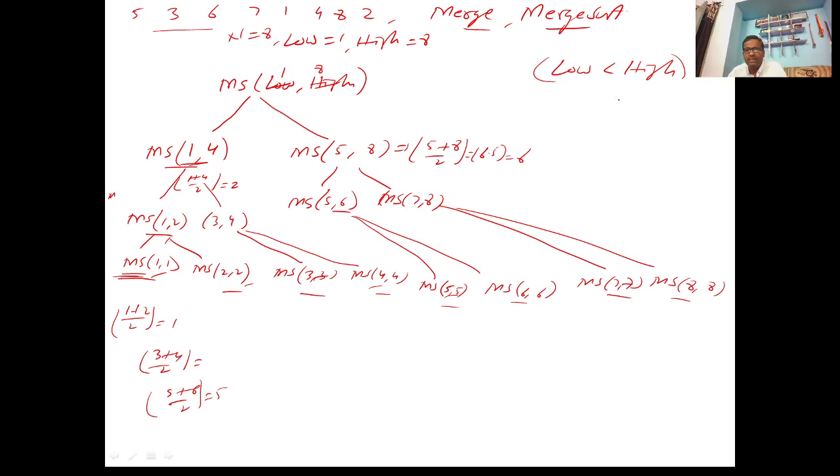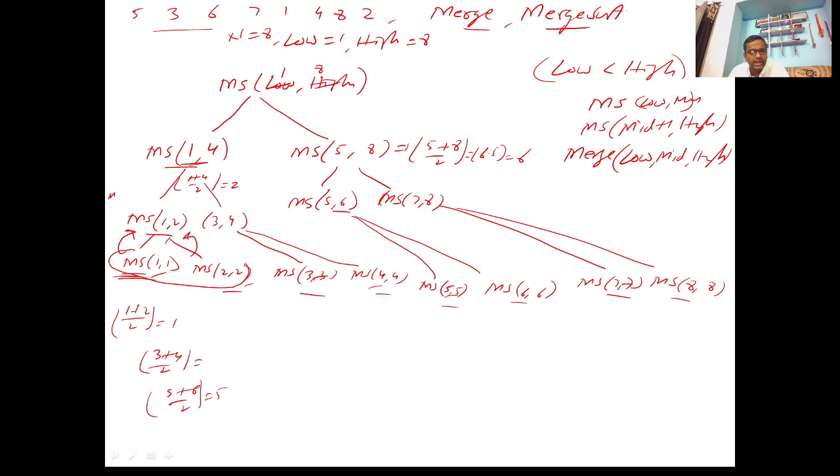Return back means there were three statements in each merge sort call. One was merge sort with arguments low and mid. Second was again merge sort with arguments mid plus 1 and high. And the third one was a call to your merge algorithm with three arguments: low, then mid, and then high. So it is going to be passed here, it is going to be passed here, and now using these two as the results, a merge will be invoked.